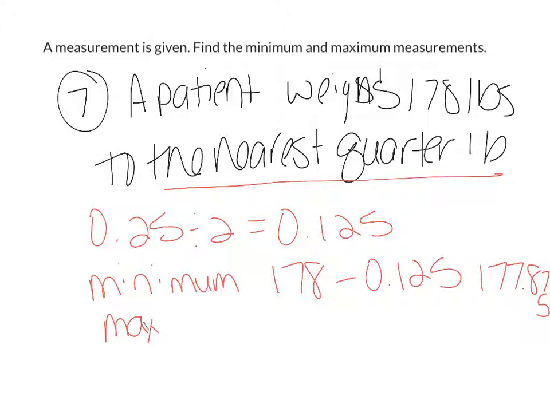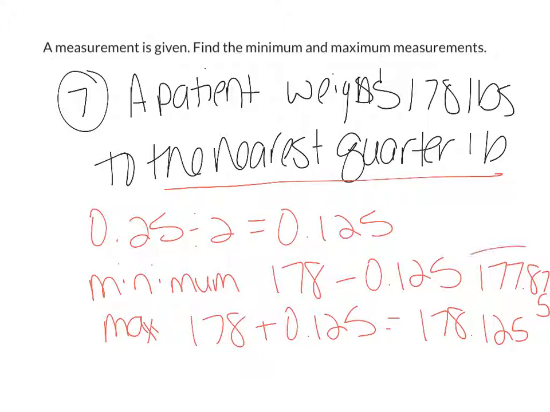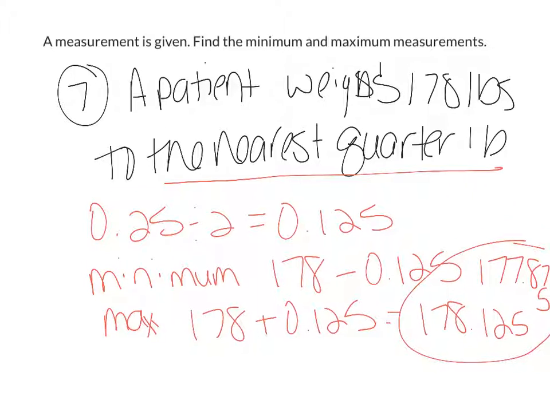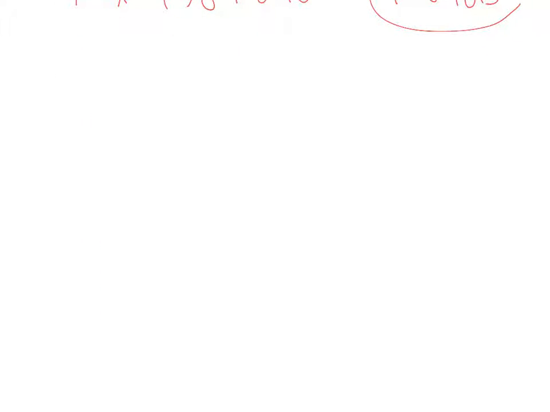So that's the minimum weight that I could do. And then I'm going to do the same thing with the maximum weight. Well, they could have the 178 plus that 0.125 pounds, which is going to end up being 178.125 pounds. So what I want you to notice is that the difference between these two numbers, between 177.875 and 178.125, that's a quarter pound. Okay, so I'm kind of giving them a quarter pound leeway, but it does not mean a quarter pound on either side. It means a quarter pound total.